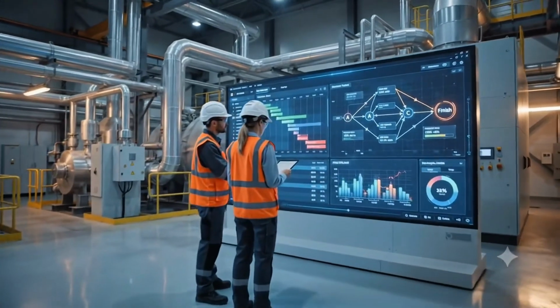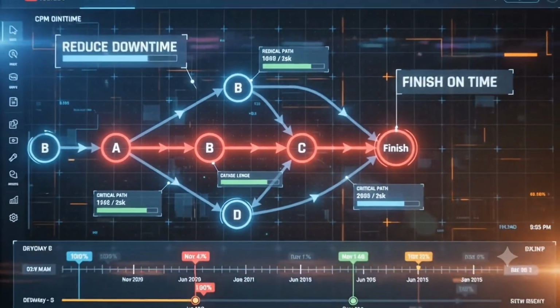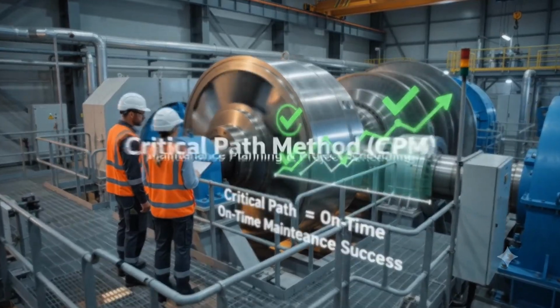Critical path method identifies the longest sequence of critical activities, helping engineers optimize maintenance schedules, reduce downtime, and complete projects on time.